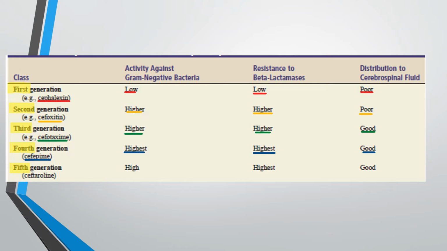Now your ceftaroline, an example of your fifth generation cephalosporin, has a spectrum like that of your third generation agents but with one important exception. Ceftaroline is the only cephalosporin with activity against your MRSA.